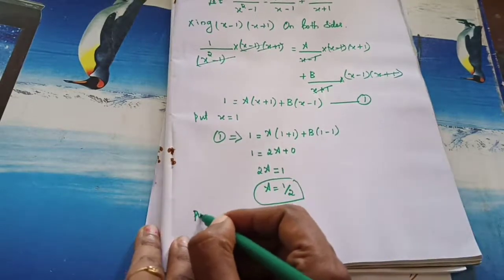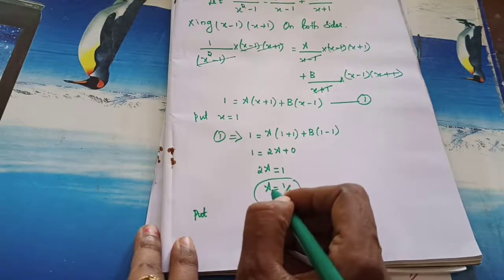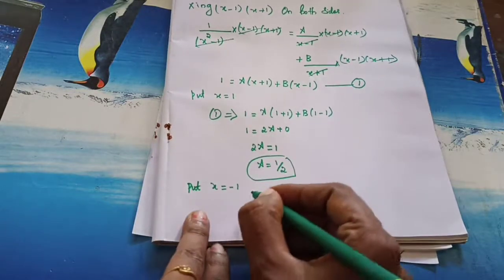Then next, what will you do? Now you got the value of a. You need to make a as 0. For that, what will you do? Put x is equal to minus 1. Substitute in equation number 1.